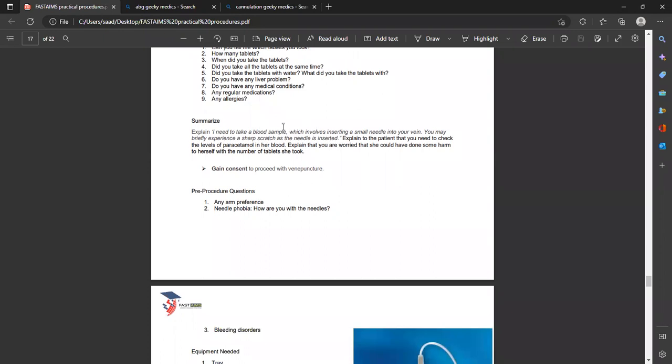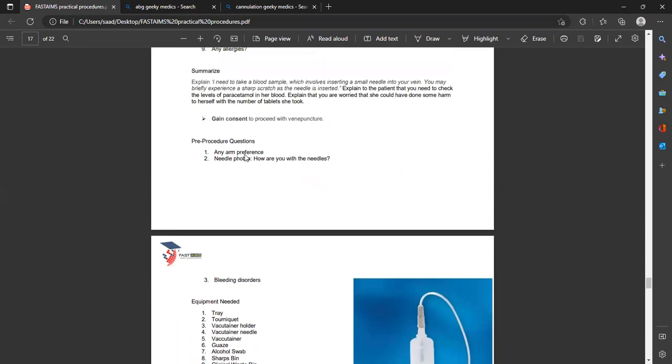And then summarize. I need to take blood samples, which involves inserting a small needle into your vein. You may briefly experience a sharp scratch as the needle is inserted. So you have explained it very nicely to the patient that I'm going to insert a needle. Now, it's because I need to check paracetamol levels, as you have taken tablets 6 hours ago, and explain that.